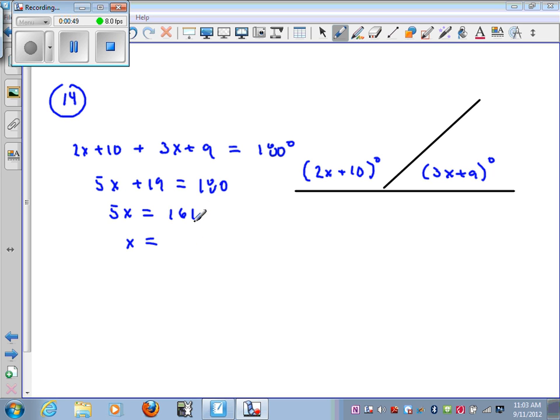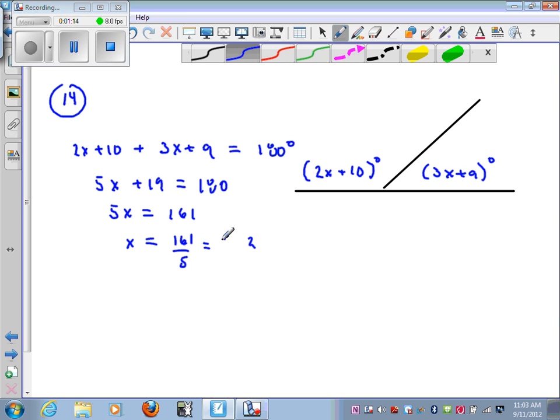So now I'm at the point where I'm going to go 161 divided by 5. And when I divide that, it's 36.2. So that's what x is equal to. I better change this, it's not right. This is 32.2. Now it's not necessarily degrees. That's just what the value of x is.